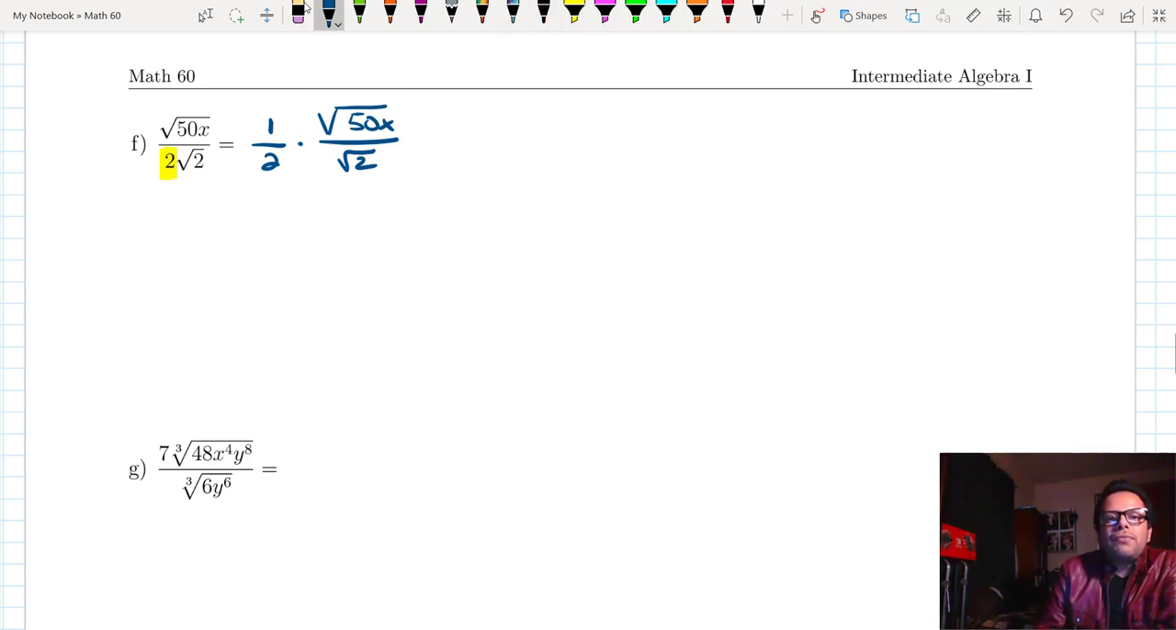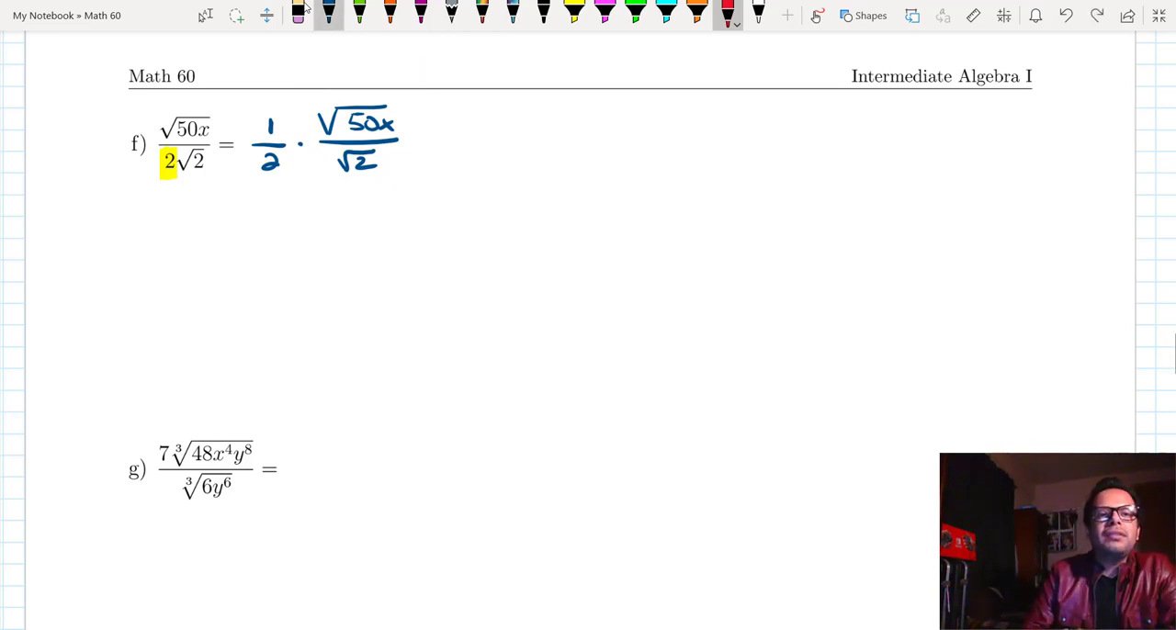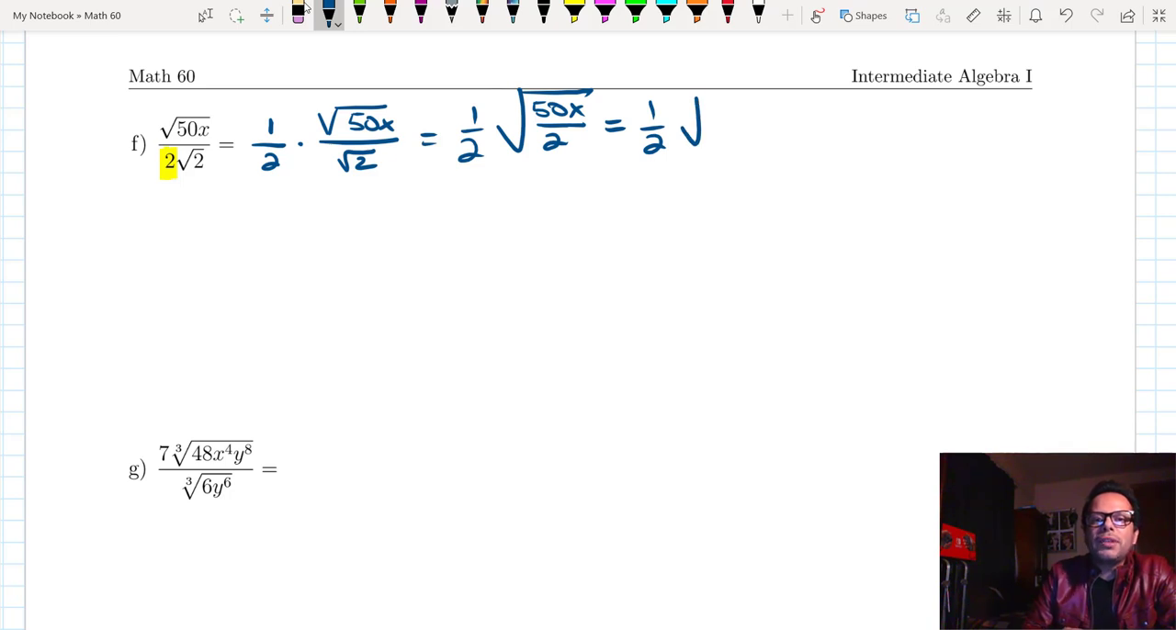And now we may focus on the expression that has the radicals only, right? Okay, let's go ahead and simplify that one. So this will be 1/2 times the square root of 50x divided by 2. Okay. And let's focus on the expression inside of the radical. We notice we can divide 50 by 2. That's 25x.